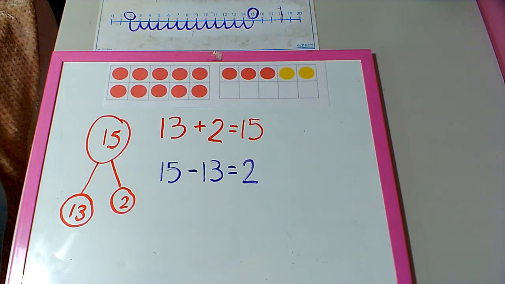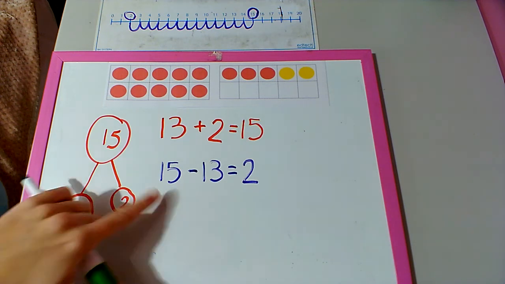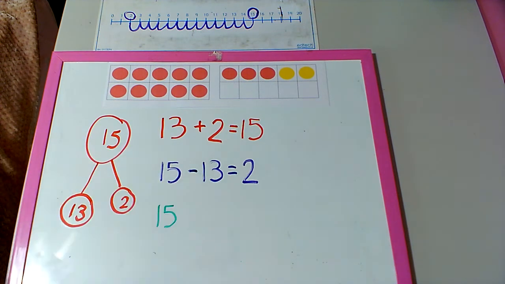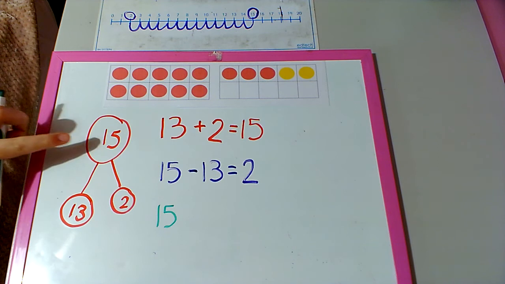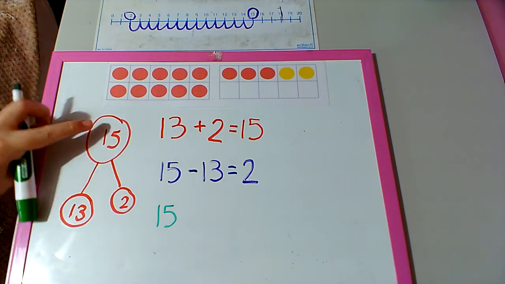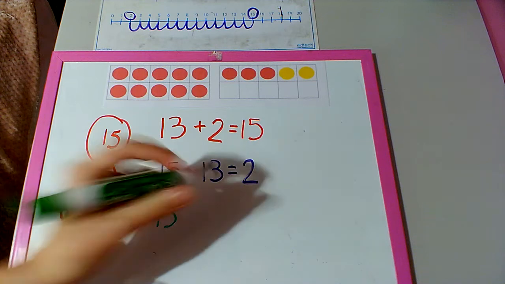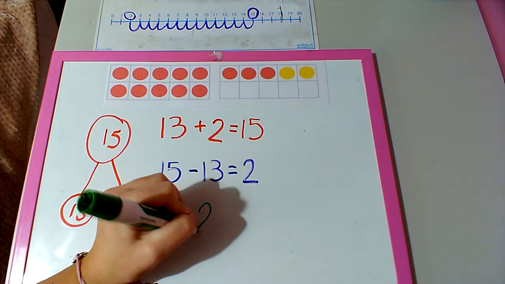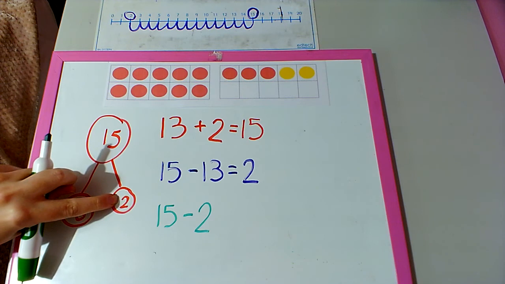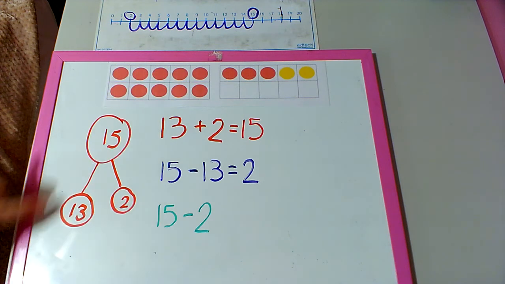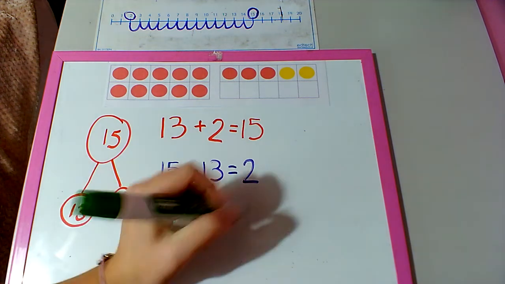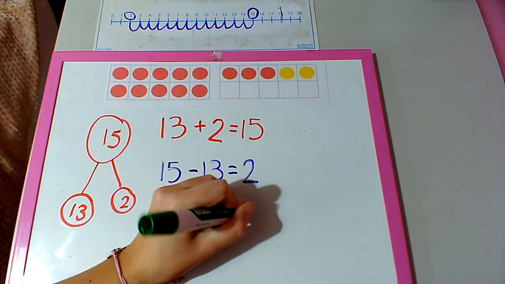Could we write a different subtraction sentence though? Remember we always have to start with 15. We always have to start with our biggest number. So first we did 15 take away 13. But what happens if we do 15 take away 2? So we've got our whole, we've got our 15, and we're taking away 2. Remember the only other part left is 13. So 15 take away 2 equals 13.